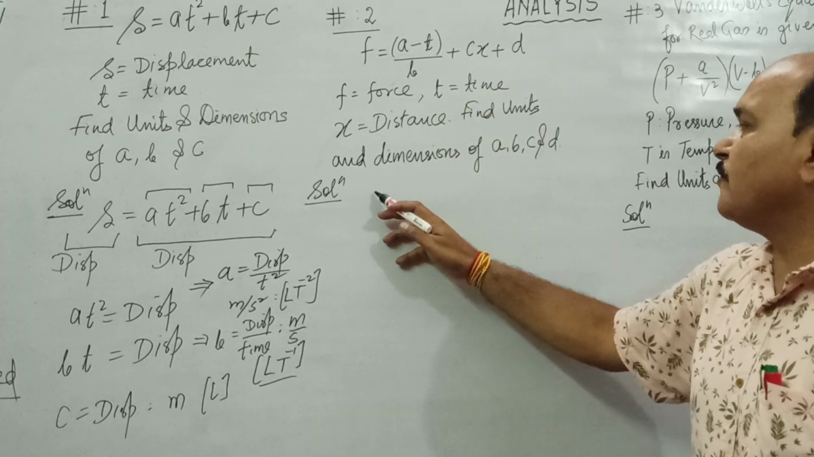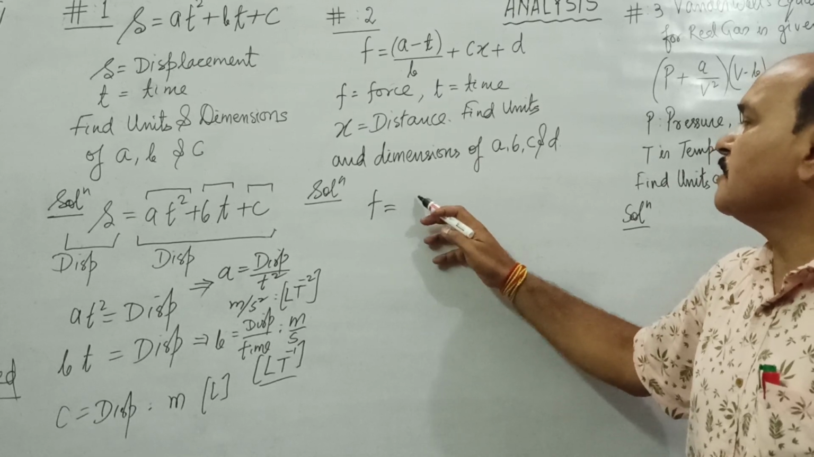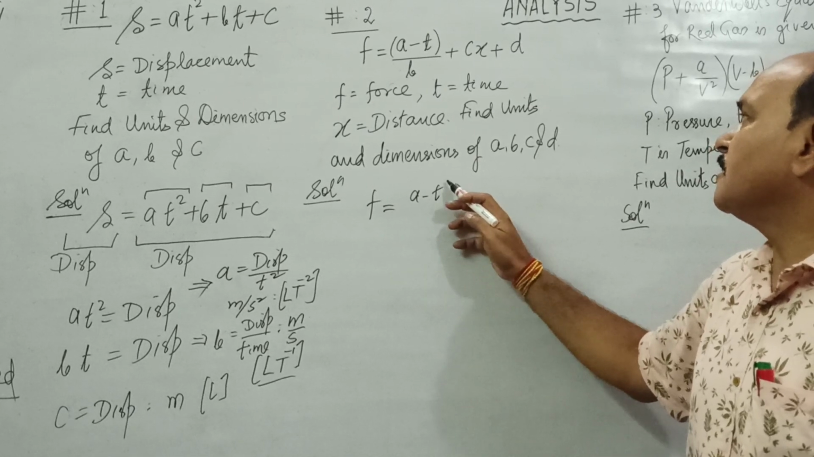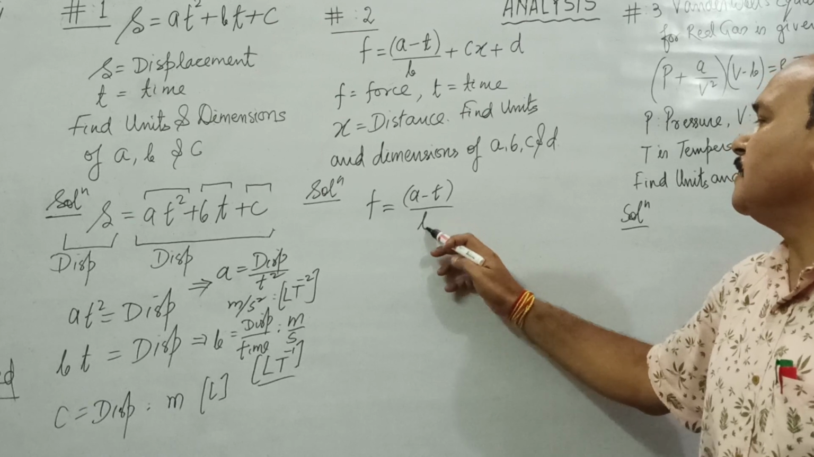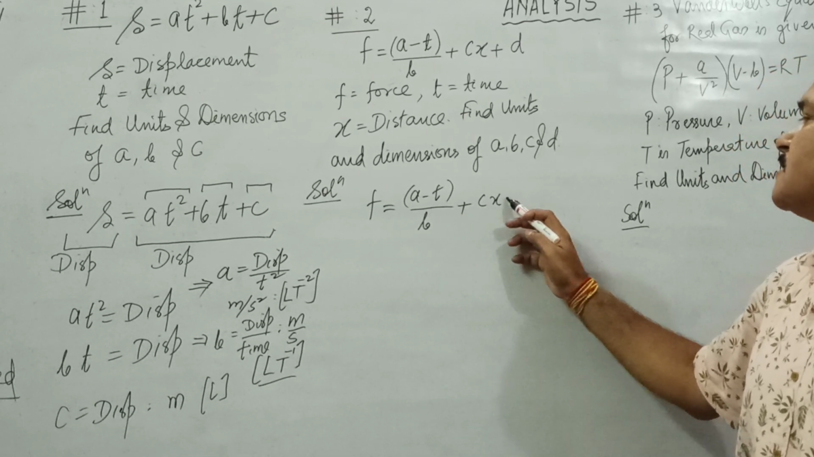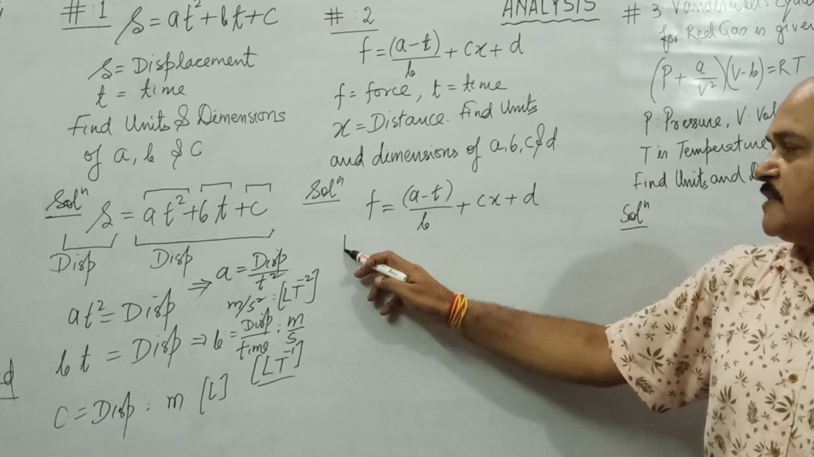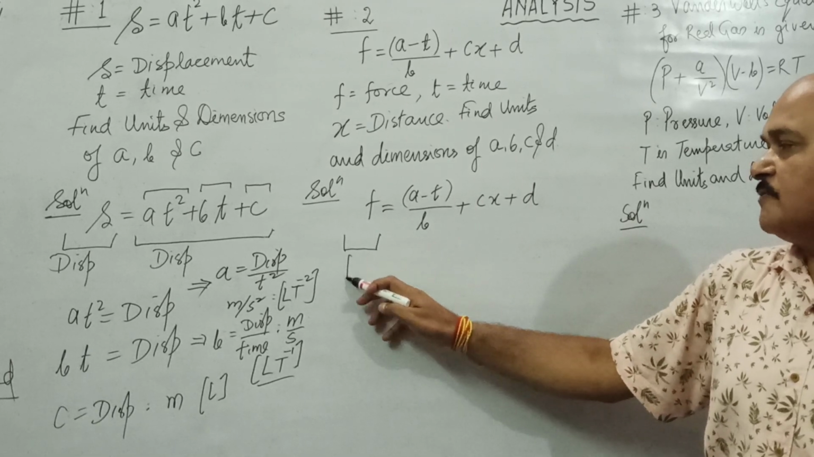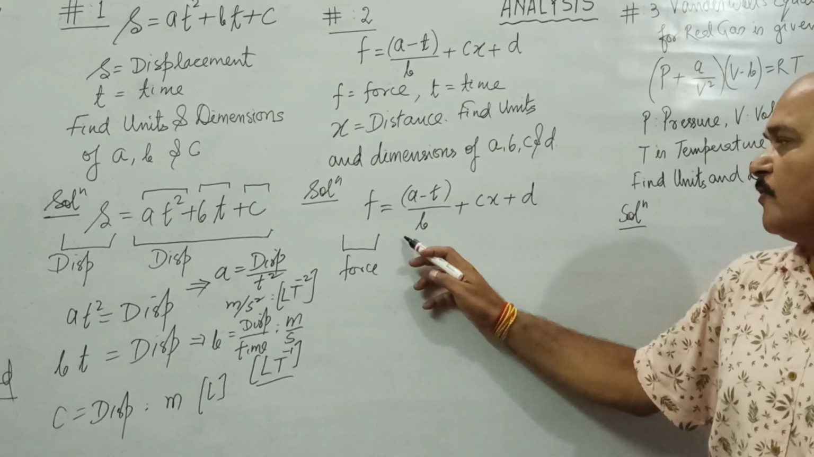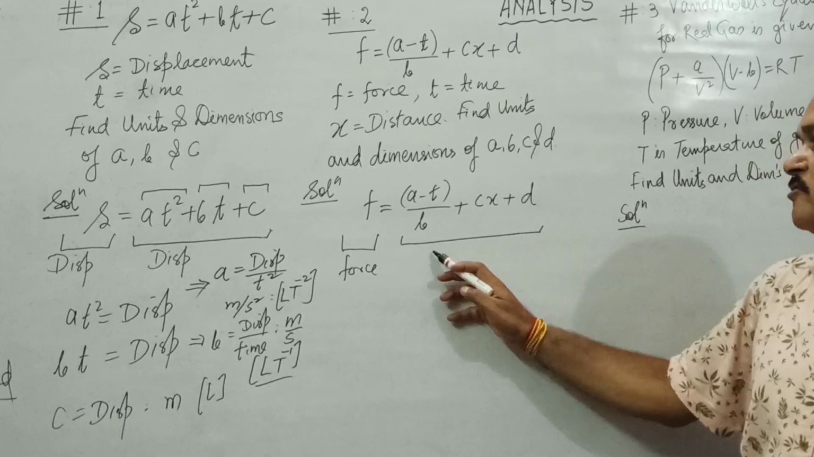See, left hand side is force. The formula is F is equal to A minus T upon B plus Cx plus D. Now again, let us see. This left hand side is what? This left hand side is force. Therefore, whole of this right hand side would also be force.